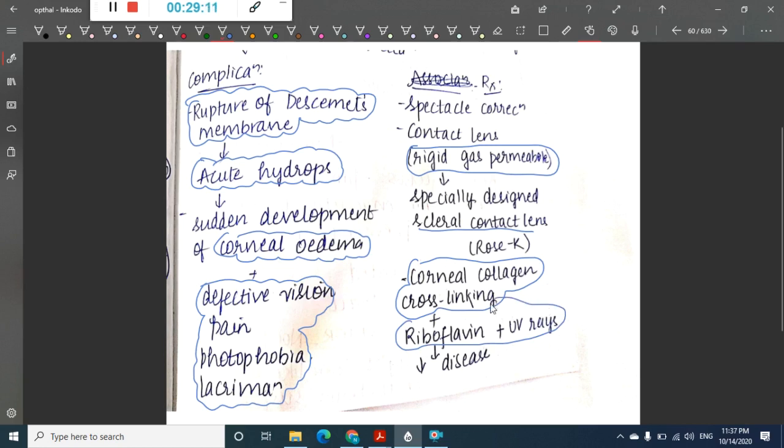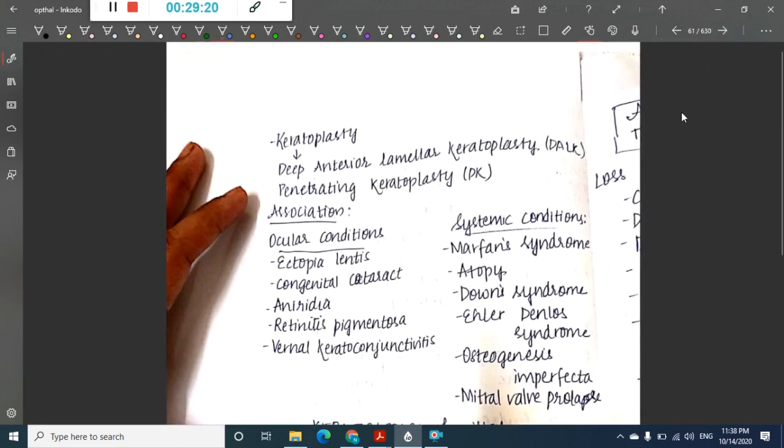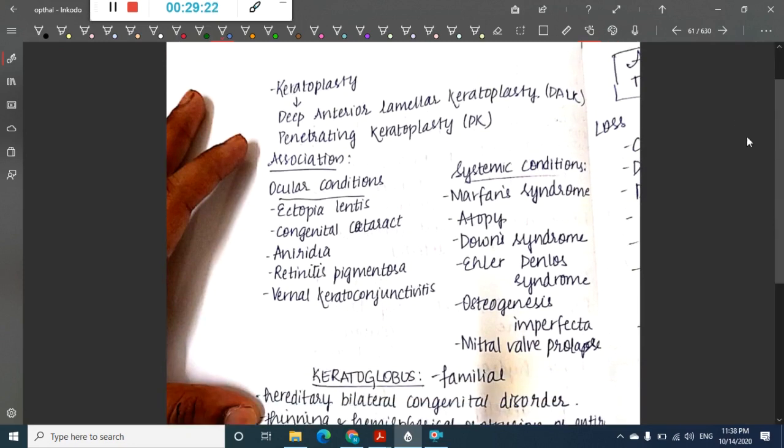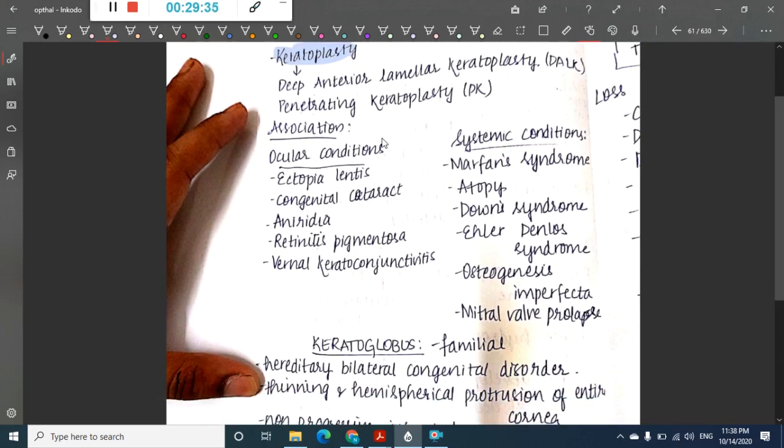So the disease progression can be decreased by using corneal collagen cross linking with riboflavin and UV rays. Then we have something called keratoplasty. We can do deep anterior lamellar keratoplasty, or penetrating keratoplasty can also be done.